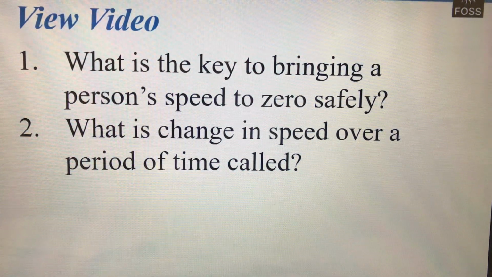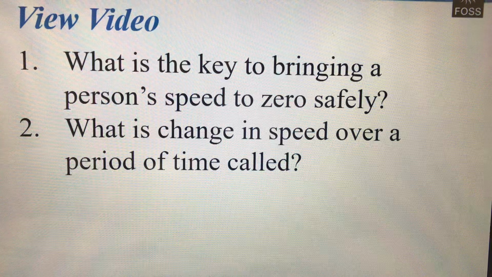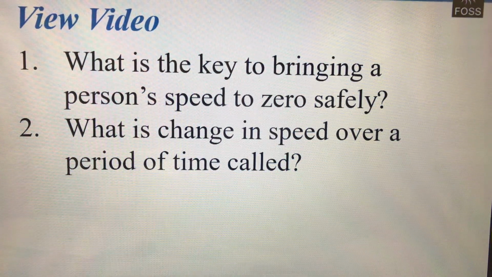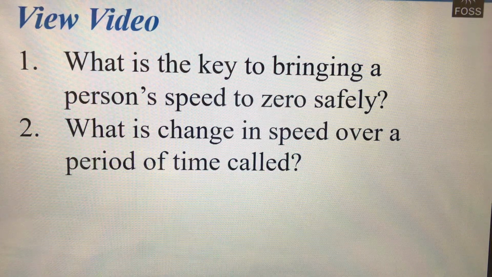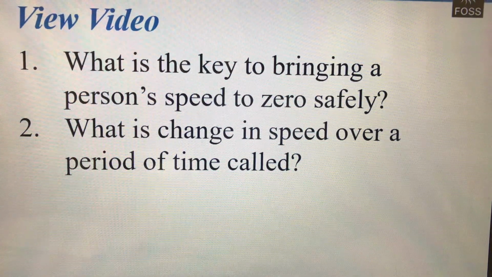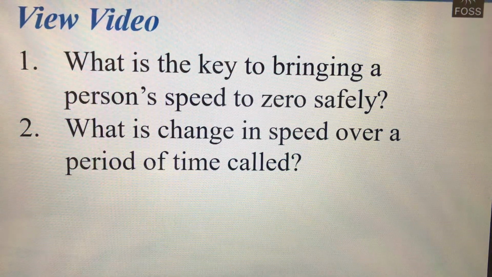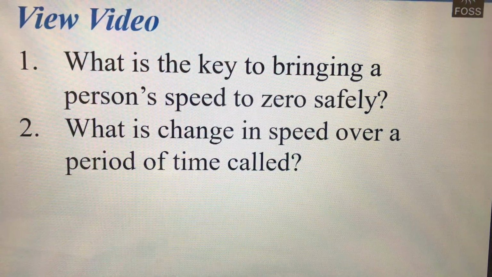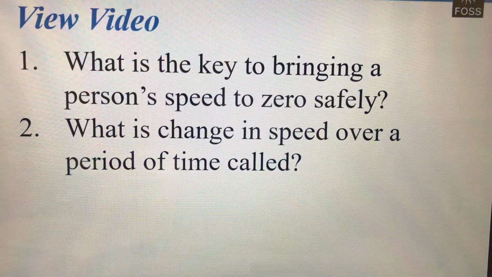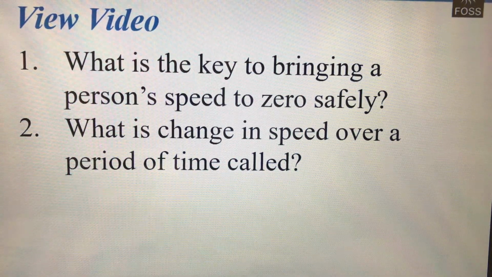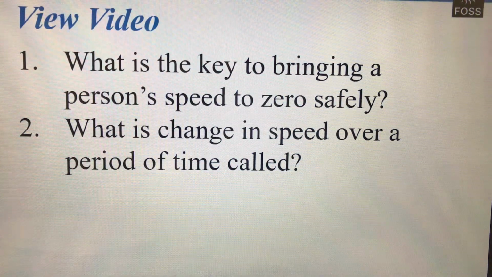What is the key to bringing a person's speed to 0 safely? And what is change in speed over a period of time called? For question number 1, the key to bringing a person's speed to 0 safely is to increase the time of impact. So we want to make the time bigger and then decrease the force during the impulse. So think of it as the difference between slamming on the brakes in your car and then slowing to a stop at a stop sign.